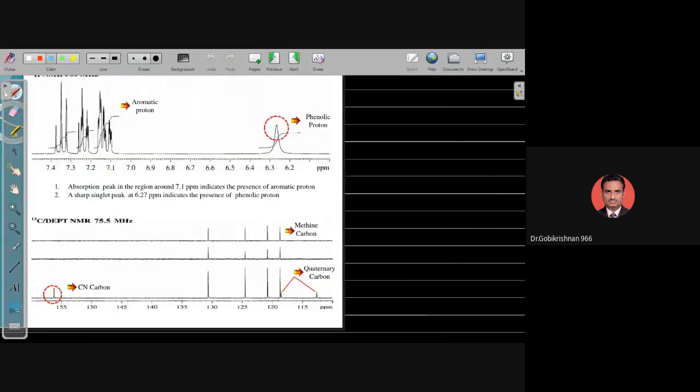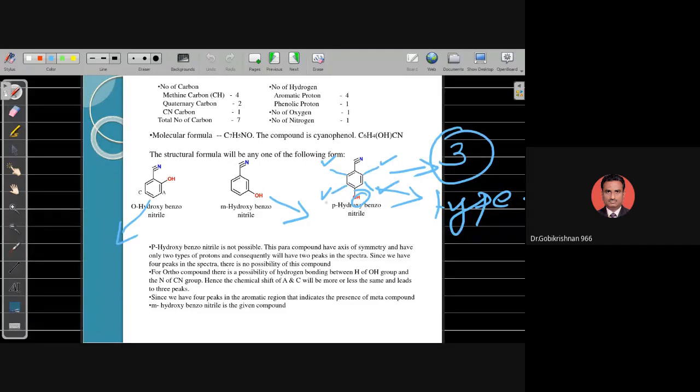Just go to the picture, all of you can see this picture. See here how many protons are there. This is the first proton. This entire set belongs to one type of proton. This is the second type of proton and the third type of proton. And apart from this, one more type is there. Therefore, totally you are having four different types of protons from the spectrum. Therefore, the para-hydroxy benzonitrile is not possible because here we would have only three types of protons. Therefore, this is eliminated.